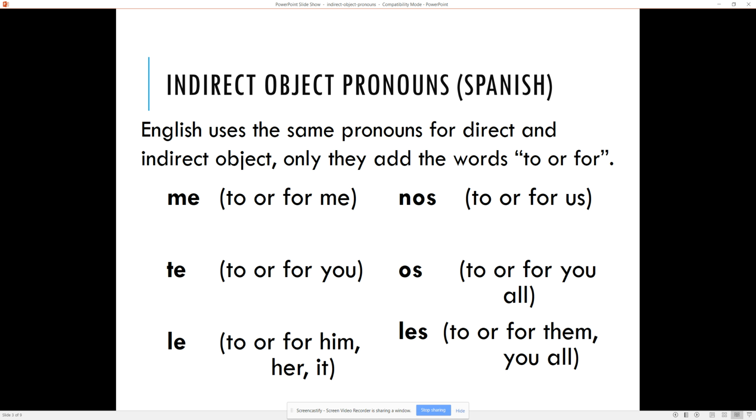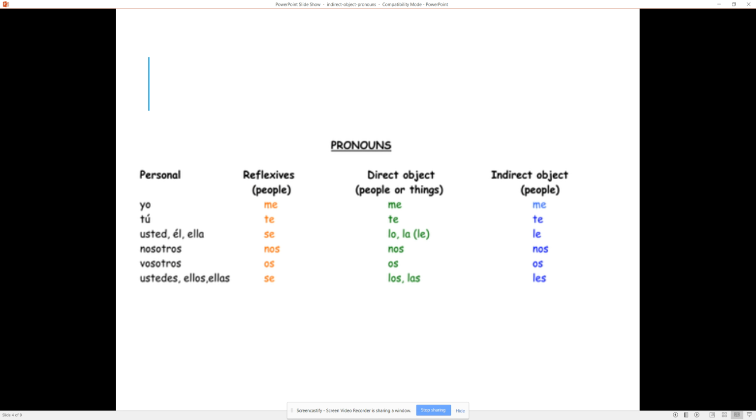The good news about what makes this so easy is that we do not need to know, like with the direct object, whether it is masculine or feminine. We need to know if it is just singular or plural for the third person. That's where things get a little bit tricky, but I think students are very easily going to find it and do it.